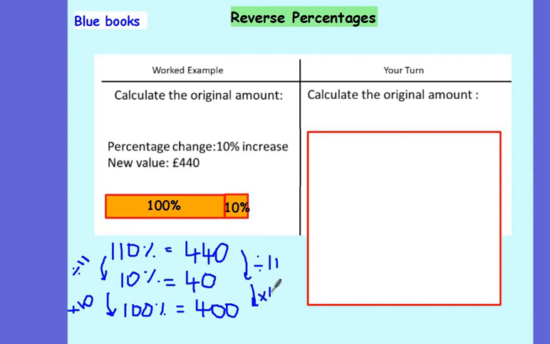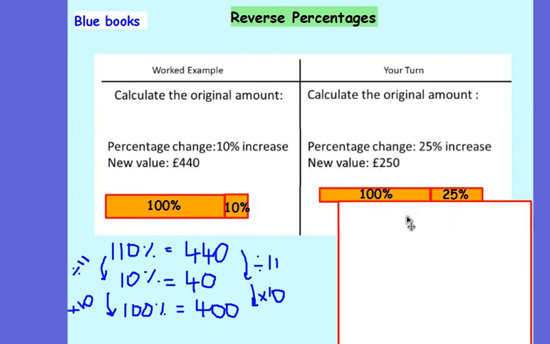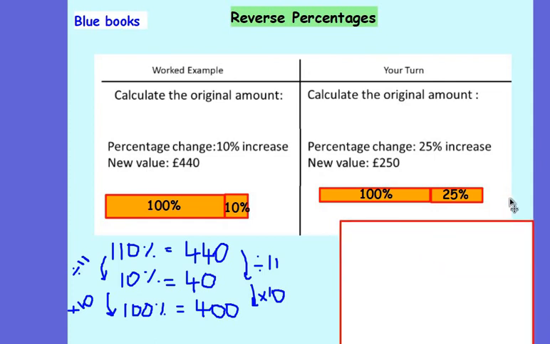If I increase 400 by 10%, do I get 440? Yes, I do. In your dark blue books, Year 8, can you have a go at this one for me? Pause the video for a couple of minutes and have a think.